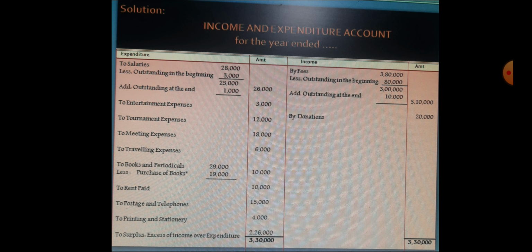That is the surplus or excess of income over expenditure. As your income is more than your expenditure, it is a surplus for the non-profit organization. So this surplus is your ultimate answer, the final answer for the income and expenditure account. So this is how you do the problem related to preparation of income and expenditure account.